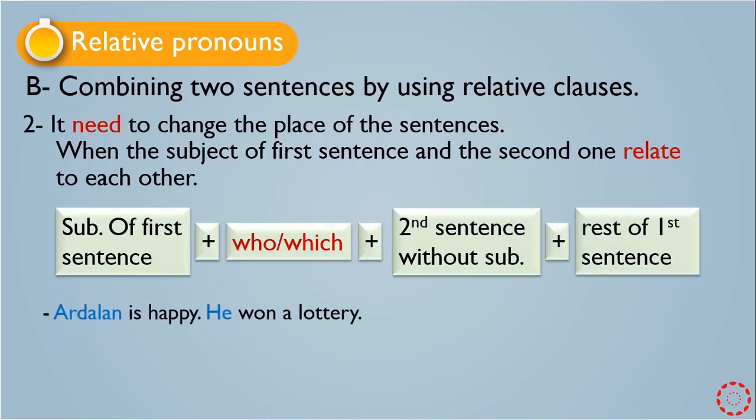Look at this example. Erdogan is happy. He won a lottery. We can combine these two sentences by using a relative pronoun because the subject of these two sentences is related to each other. We can remove the subject in the second sentence, and also we can change the position of these two sentences. We can say Erdogan, who won a lottery, is happy.